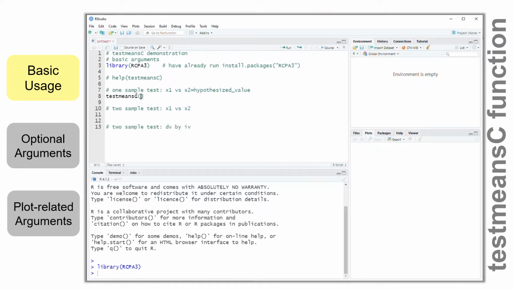We would type in the name of the function, testmeansC, and use the x1 argument and set that equal to a variable in the data set. Let's say I was looking at life expectancy for females. What I might do is compare that to a hypothesized value, let's say 65. So this is setting up a test whether the average, country level average female life expectancy is different than 65.